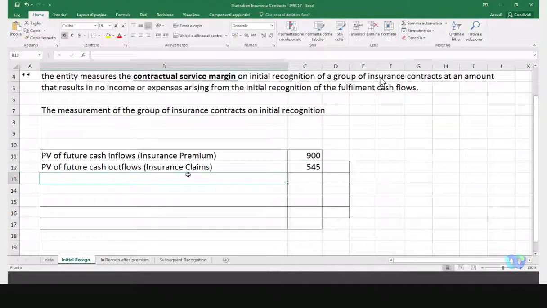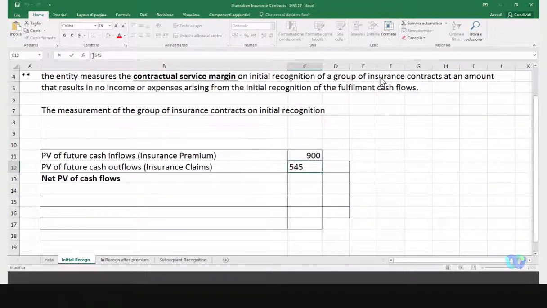Now, this is usually known as the net present value of cash flows. This is the difference between both. What is a cash outflow, I'm putting a minus so we can understand that this is actually a payment. The net present value of cash flows is the sum between inflows and outflows, and that is 355, so the sum of both of them.